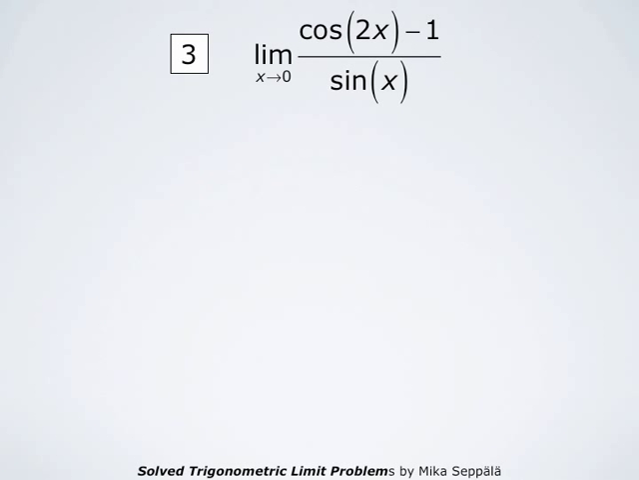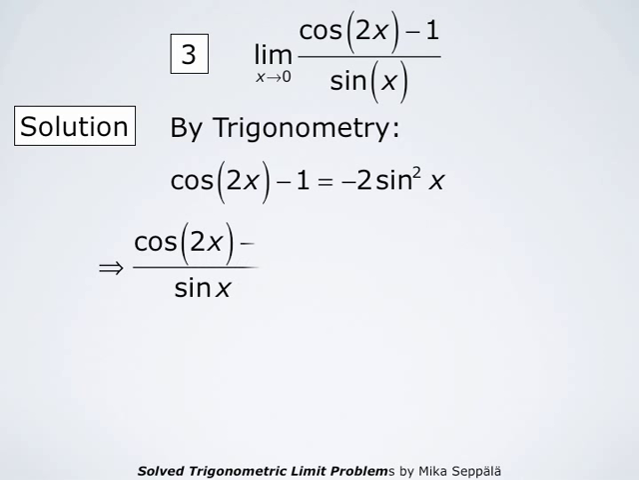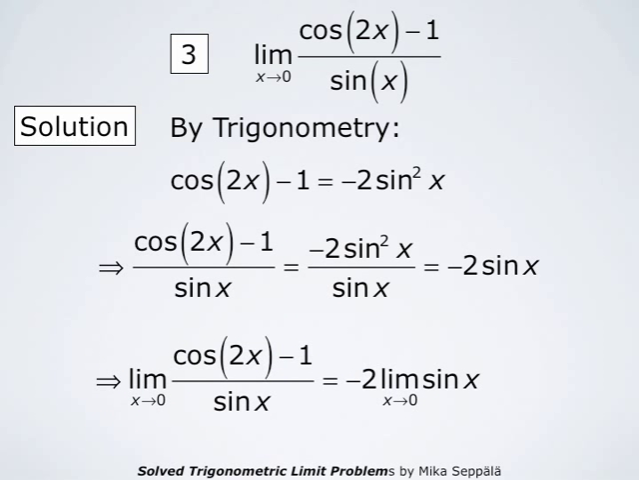To compute the limit of cosine of 2x minus 1 divided by sine of x as x approaches 0, we need to use a trigonometric formula. We use the double angle formula for cosine, and we get that cosine of 2x minus 1, the numerator, is minus 2 times sine squared of x. Therefore, cosine of 2x minus 1 divided by sine of x is minus 2 times sine squared of x divided by sine of x, which simplifies to minus 2 times sine of x, and we conclude that the limit as x approaches 0 of cosine of 2x minus 1 divided by sine of x is the same as minus 2 times the limit of sine of x as x approaches 0, but this limit is 0, hence the answer is 0.